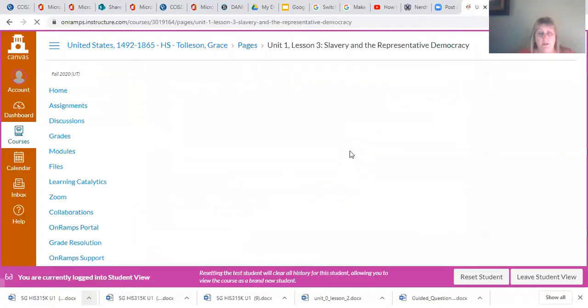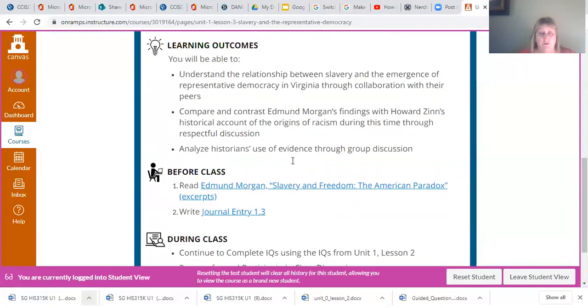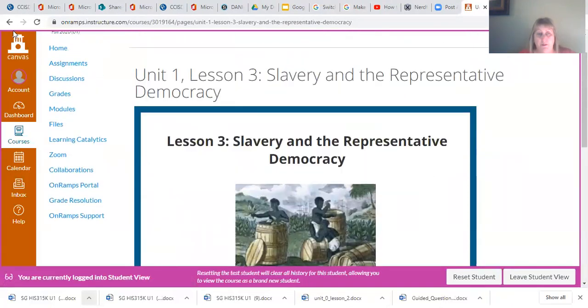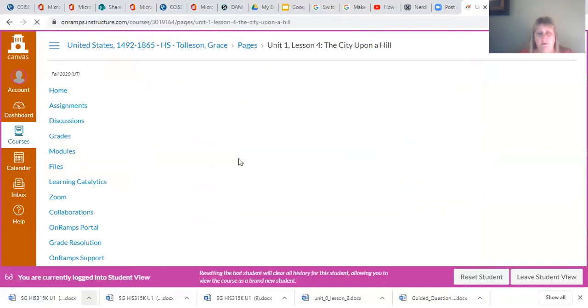Lesson 3, before class, there's a reading and a journal entry. And I will be opening up these journal entries that you can do before class very soon, so that those of you who want to start reading ahead are able to start reading ahead and start working on your journal entries. You have that option.